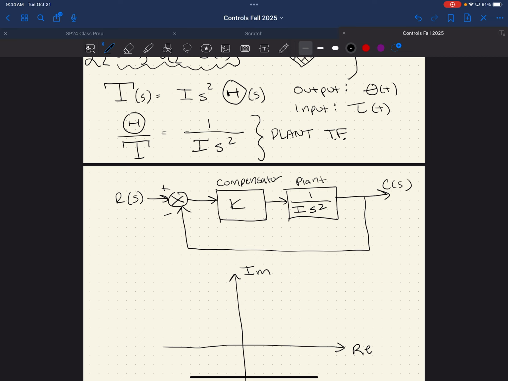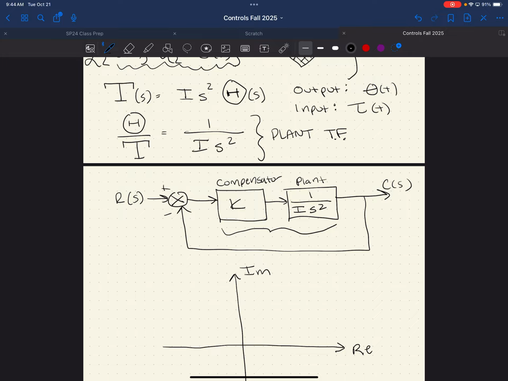What is the first thing that I put on a root locus? What type of poles, Angela? Open loop poles and open loop zeros. Do I have any open loop zeros? Nope. If I were to reduce this down to a single block, I'd have K over I s squared. That K is not a zero, it's just a gain K. But I do have two poles.